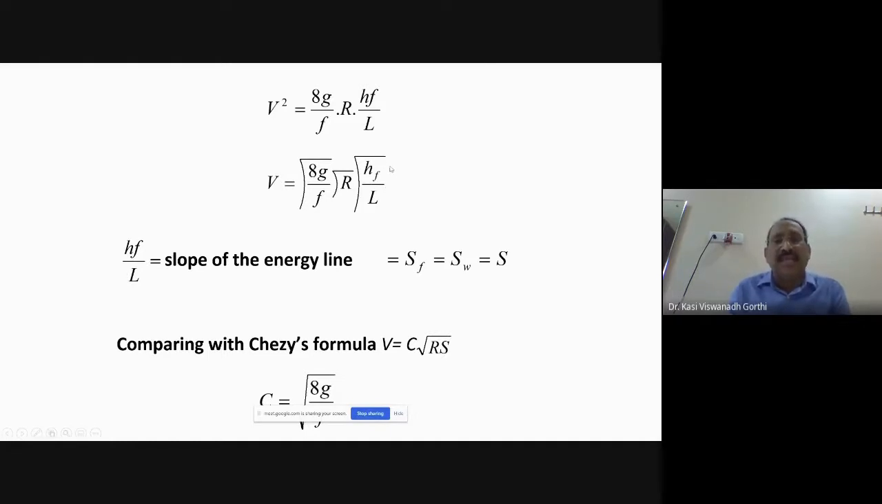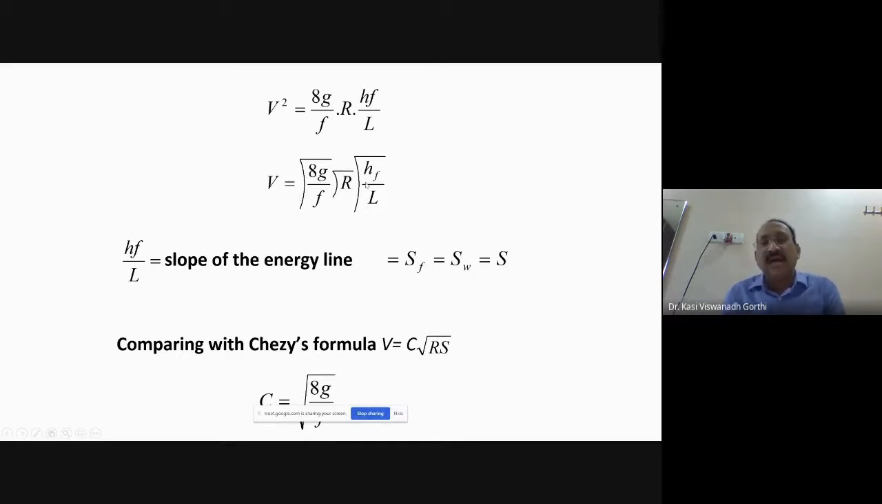What is the square root of hf by L? hf is the loss of height due to friction over a given length of the control volume. So hf by L gives you the slope of the total energy line, which would be equal to Sf. But we are taking uniform flow, so all the slopes are equal, just now we have seen. The slope of the total energy line is equal to the slope of the water surface, which is equal to the slope of the channel bed, which is S. So hf by L in this case would be equal to S, the longitudinal slope. So V will be equal to square root of 8g by f into square root of RS.